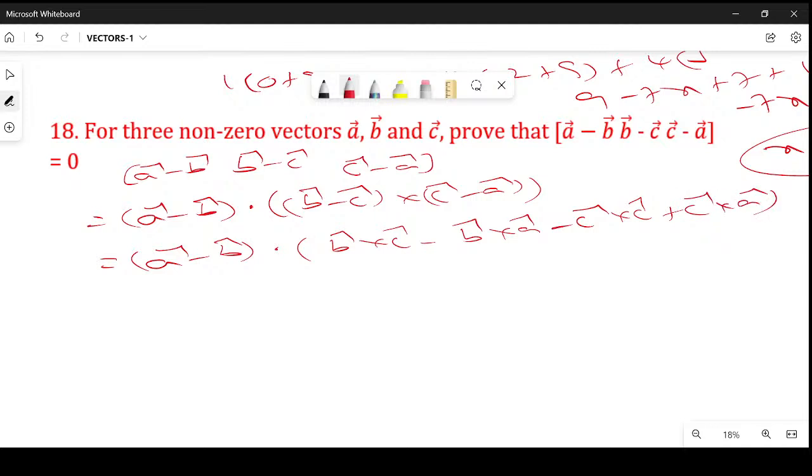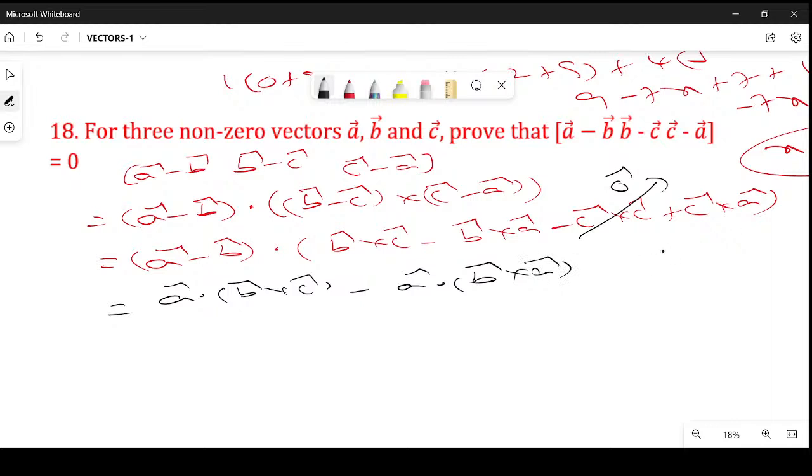Again I have written like this. Then you can see now, we know that c bar cross c bar is 0 bar. I can eliminate that. Now if I expand this, it becomes a bar dot b bar cross c bar, minus a bar dot b bar cross a bar, and again a bar dot c bar cross a bar. It comes like this.